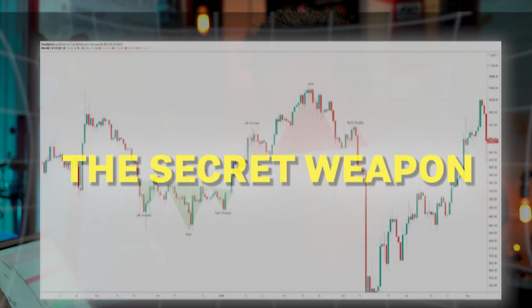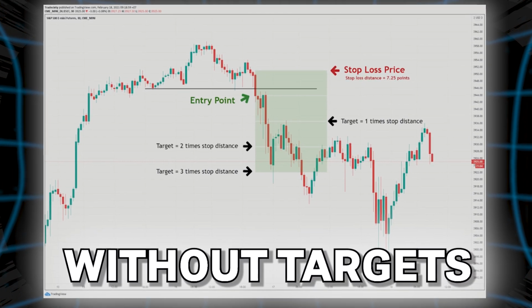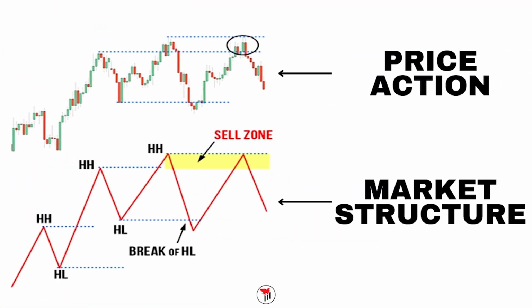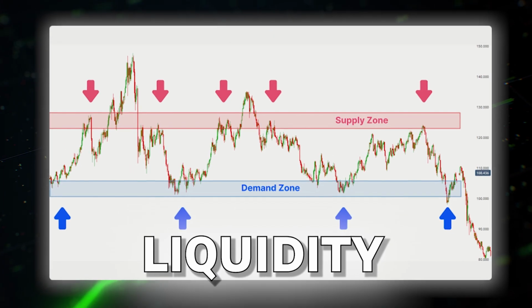I think liquidity is a secret weapon because it gives you targets. And without targets, you don't know where price is going to go. So if you're on the wrong side of price, it's most likely because either A, you don't understand market structure or you don't understand liquidity. So I think those two go hand in hand.